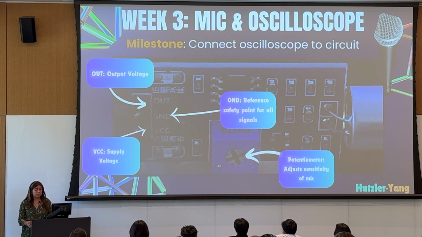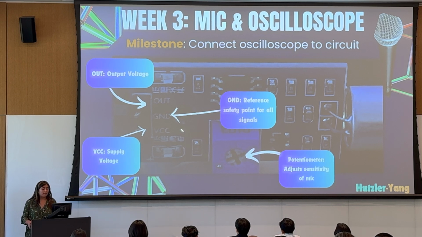So, starting with VCC, which is the supply voltage, the power comes in and goes through GND, which stands for ground. The ground is the reference safety point for all signals. Then from there, it passes to OUT, which, as you can probably guess, is the output voltage.